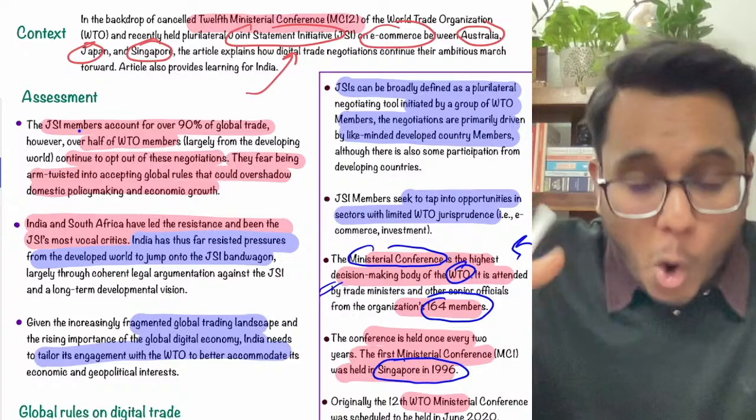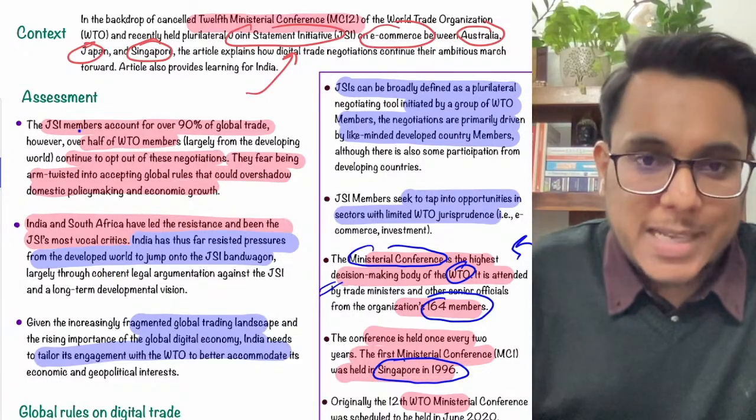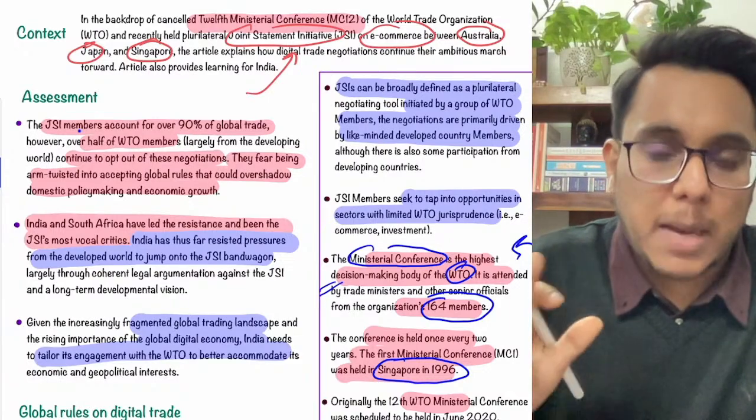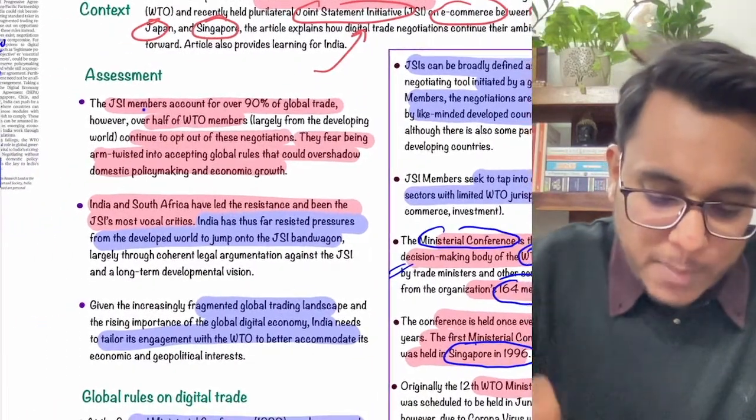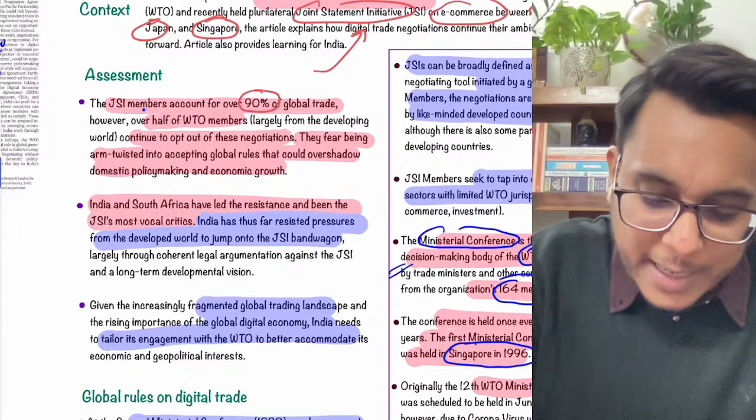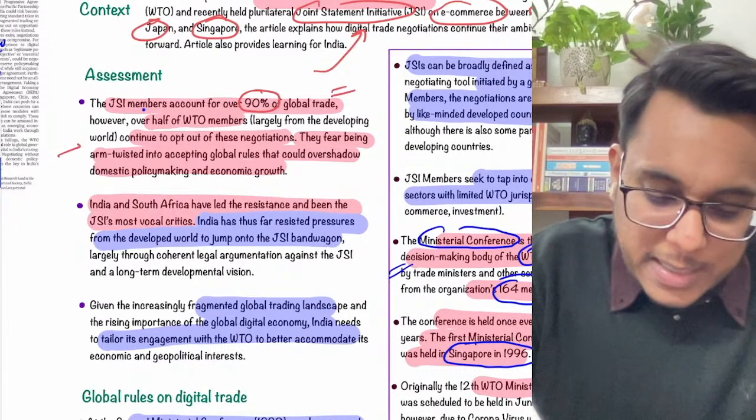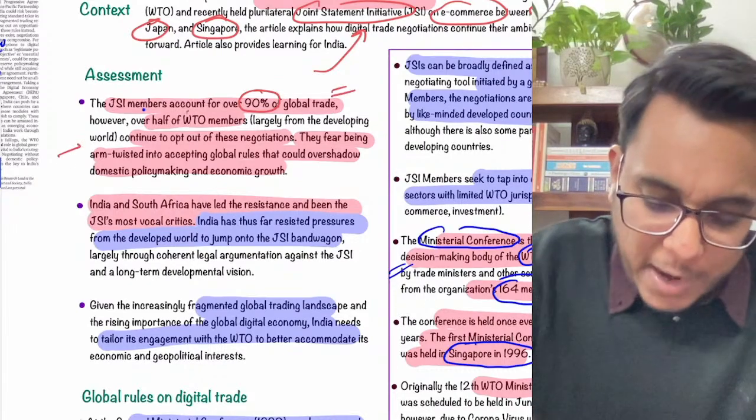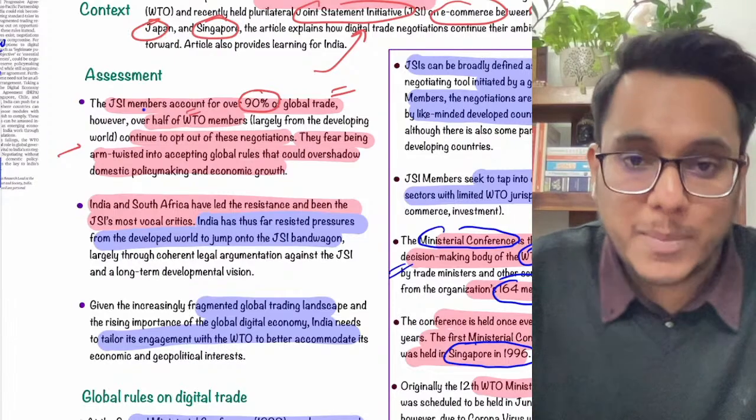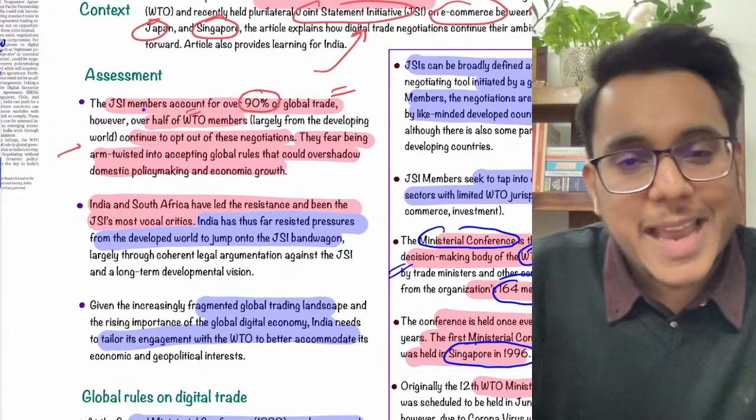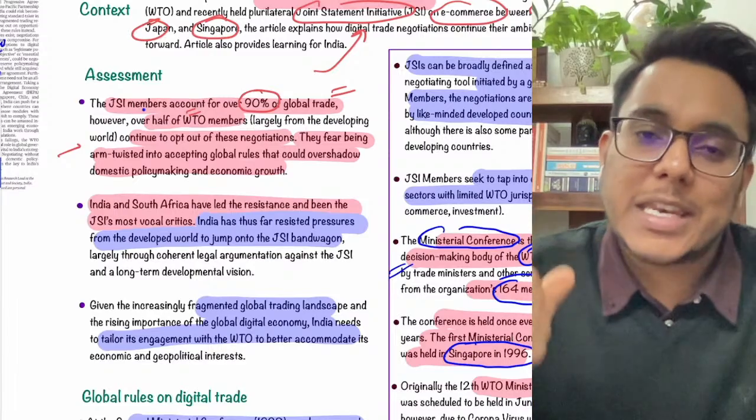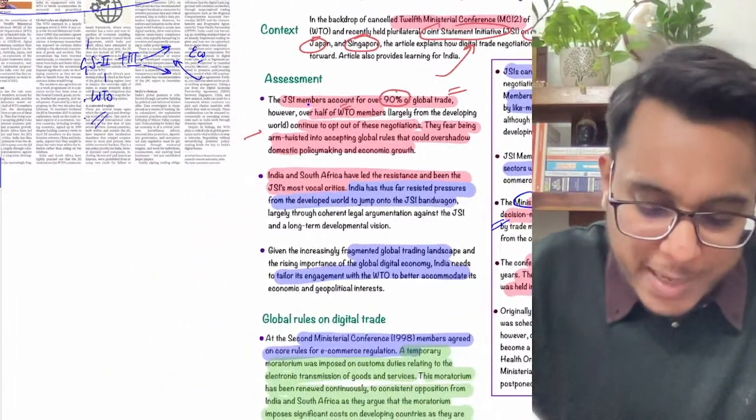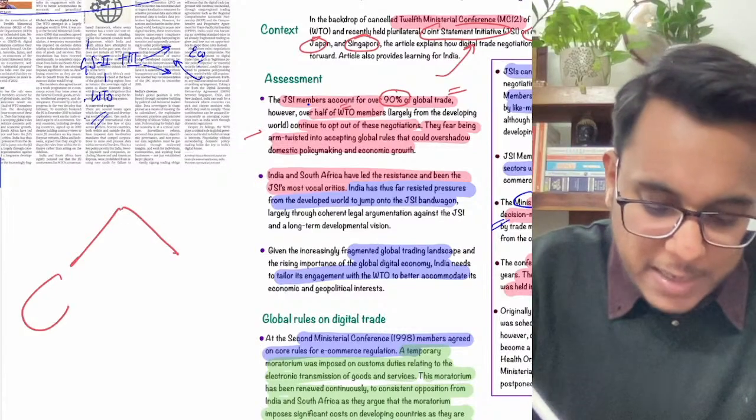Now guys, all the members that are there in this JSI, these three are the co-facilitators. Apart from that, there are so many other members in the JSI. So these JSI members today account for more than 90% of global trade. Clear? Over half of the WTO members are actually members in the JSI also, and they actually want to liberalize these e-commerce rules. Now, always in the WTO, guys, the world's countries are divided into two groupings.